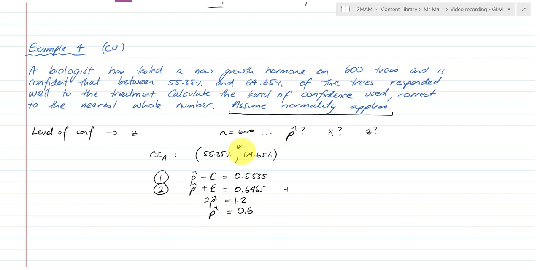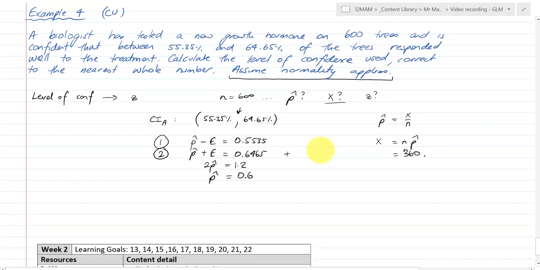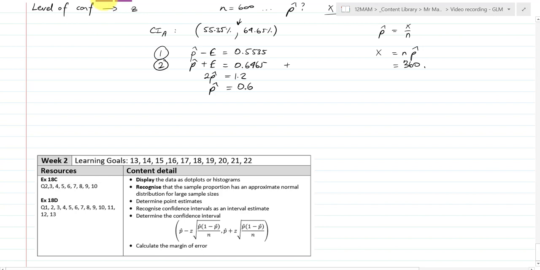Now, of course, we don't need to know x, but if we did want x, remember p hat is equal to x over n. And so therefore x is equal to n times p hat, which is 60% of n, which is 360. So 360 trees responded well to this treatment. If we needed x, that's what we could get. What we need is the z-score. So I'll just move this down.